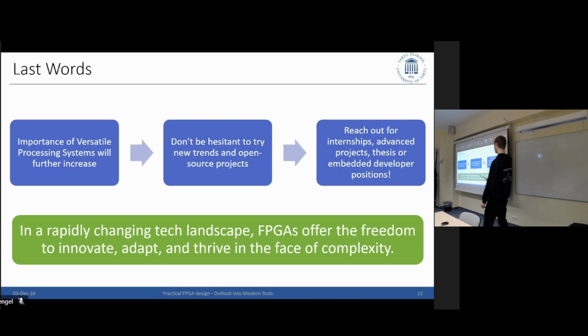It's beautiful. In a rapidly changing tech landscape, FPGAs offer the freedom to innovate, adapt, and thrive in the face of complexity. Everyone is scared of FPGAs because they're complex, but they will also challenge you and may help you advance. Good. That should be it. Beautiful speech. Right.